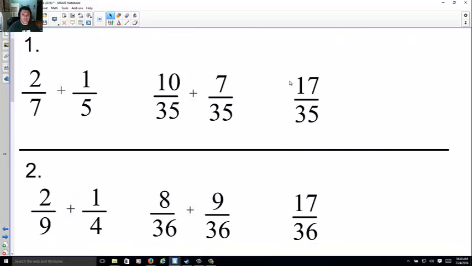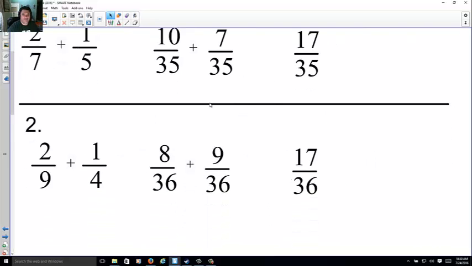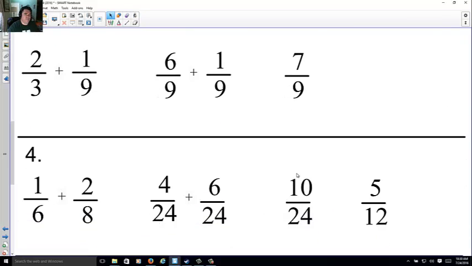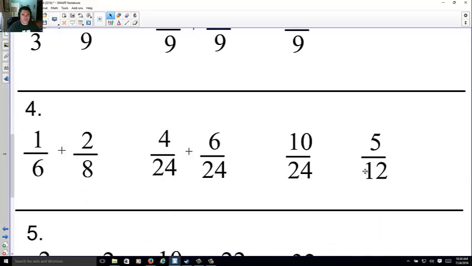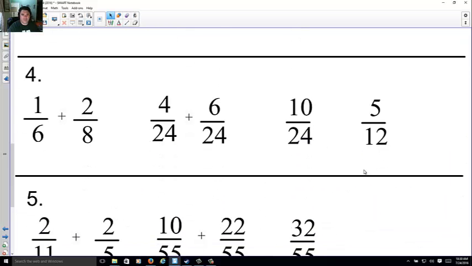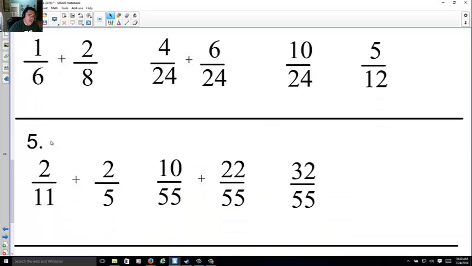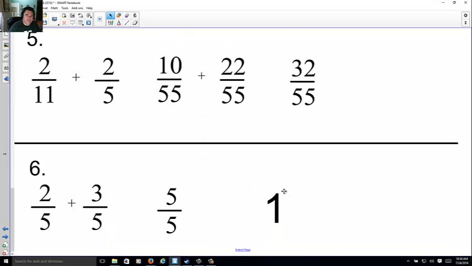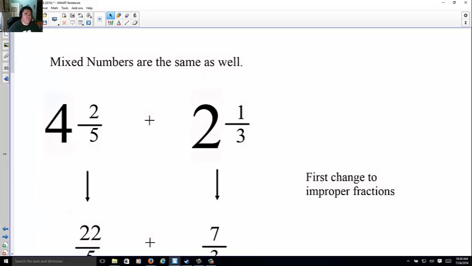Number 1, 17 over 35. Number 2, 17 over 36. Number 3, 7 over 9. Number 4, 5 over 12. Oh, kids, you have to reduce. Okay, that makes sense. Number 5 is 32 over 55, and number 6 is 1. Well, the bottoms are the same, so that was really easy.